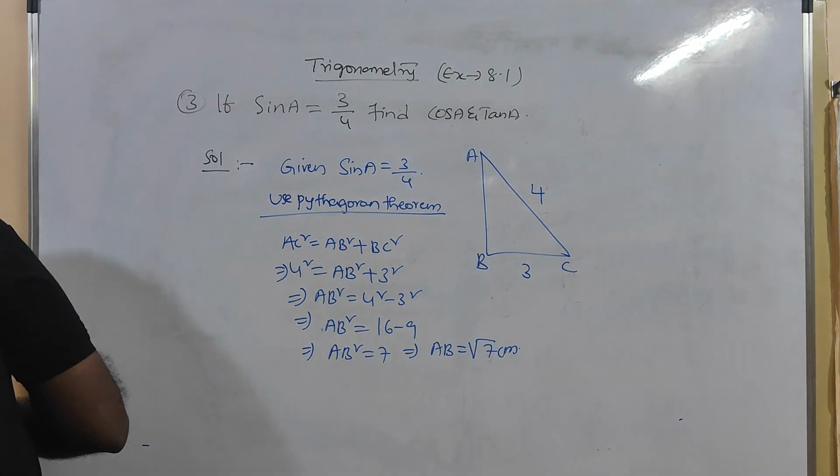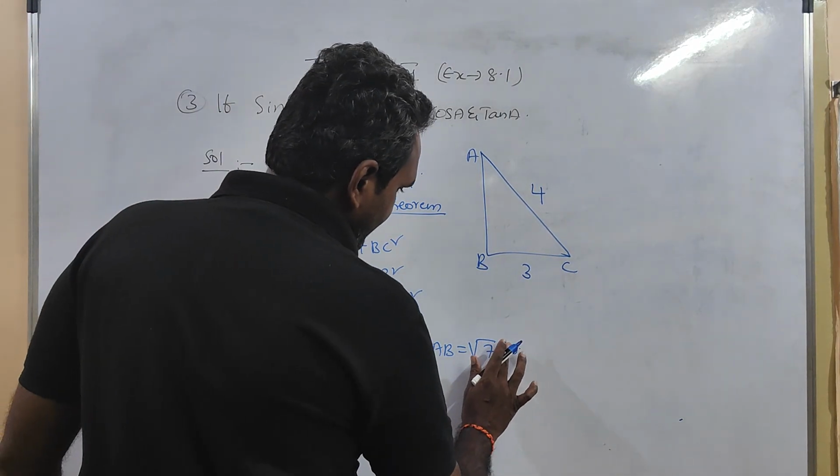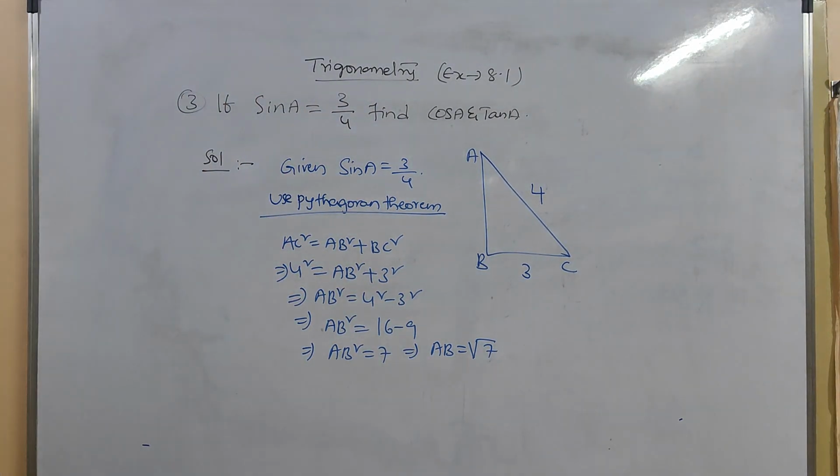It is given or not? It is not given, so we have root 7.